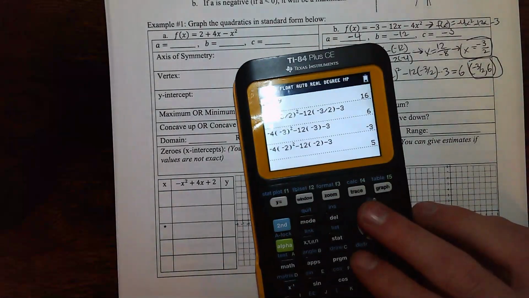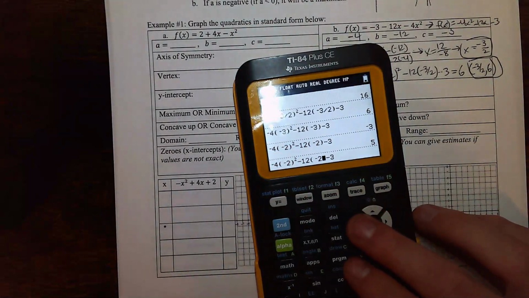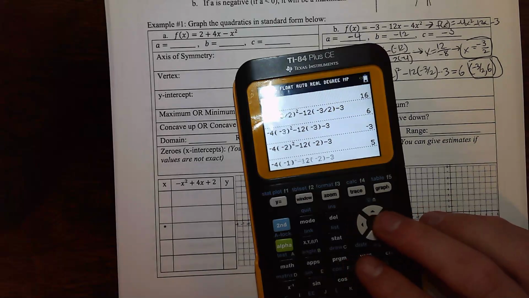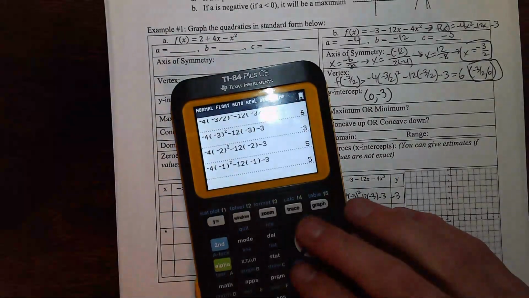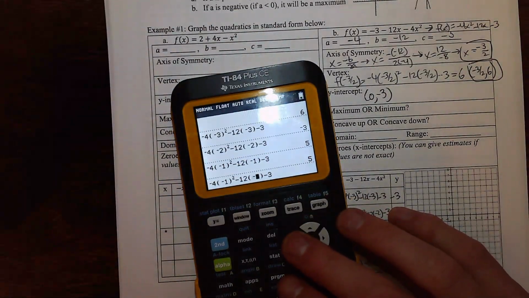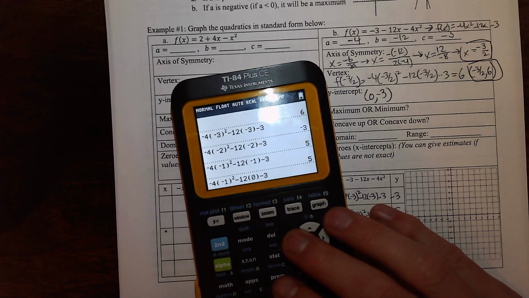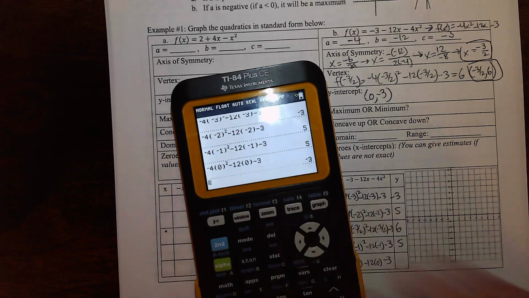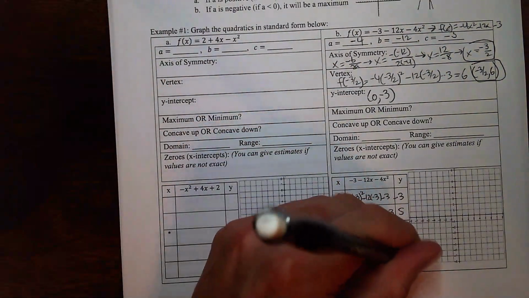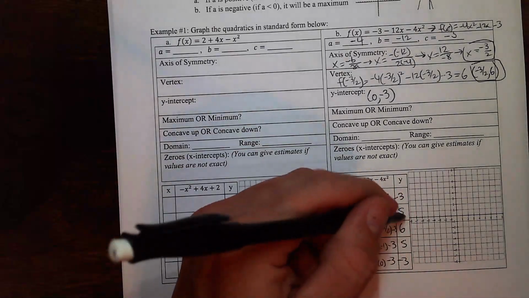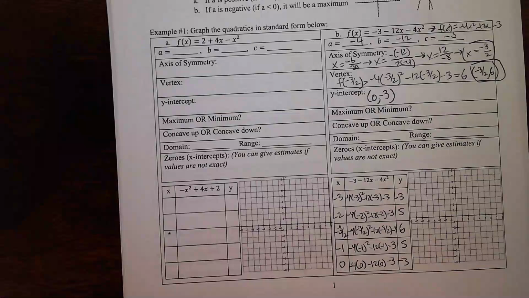Okay. And I know what negative 3 halves is. So I'll go to negative 1, which gives 5, and then 0, which gives negative 3. Now, if I'm doing this right, you should see some symmetry here. These two should be the same, and these two should be the same. Picking the points right after the center is helpful there.